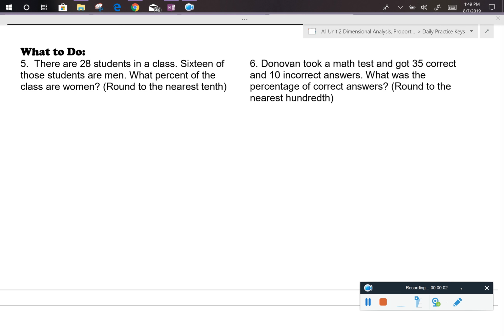There are 28 students in a class. 16 of those students are men. What percent of the class are women? Round to the nearest tenth.